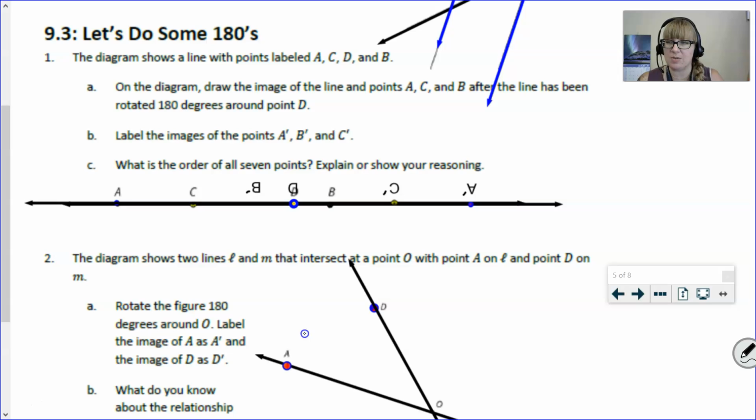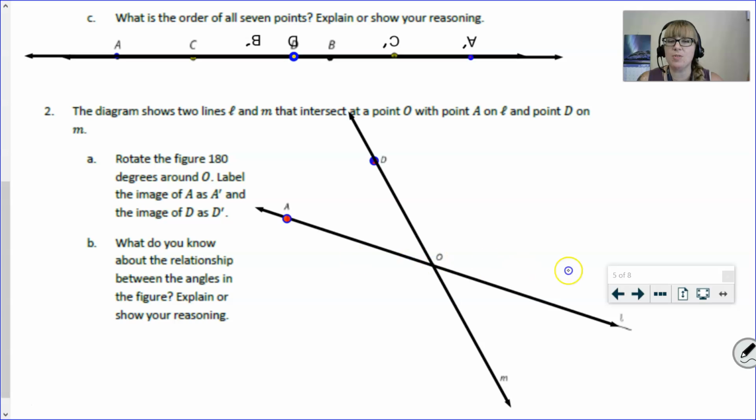This is A prime. So it's kind of interesting to see what happened as I rotated that, how it changed the order of the points, but not really, right? A and then C, and when I look at it, we can see A and C. So it's the same points that have just been rotated all the way around, and so it's in the same order, but if I'm reading it left to right, it might look backwards.